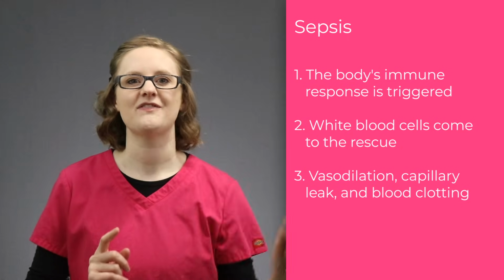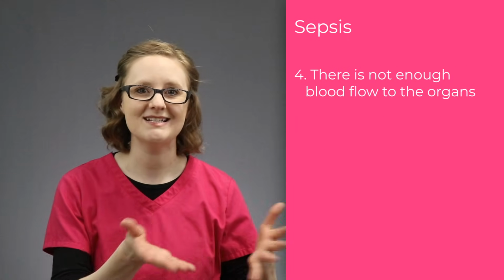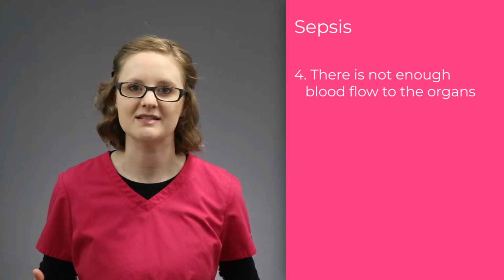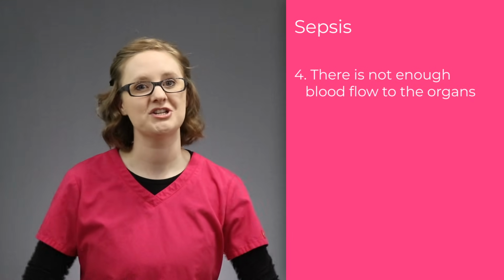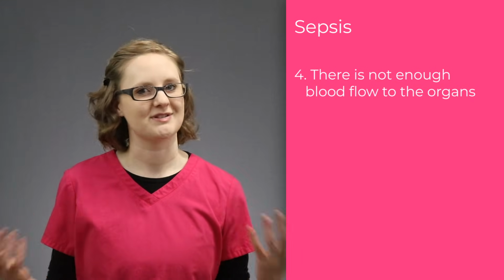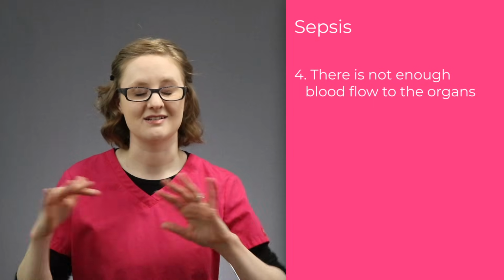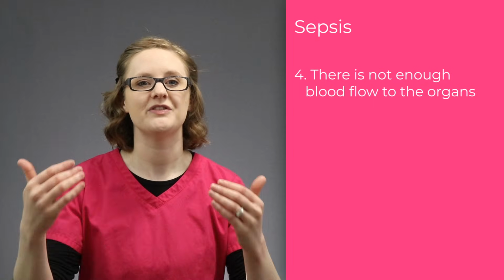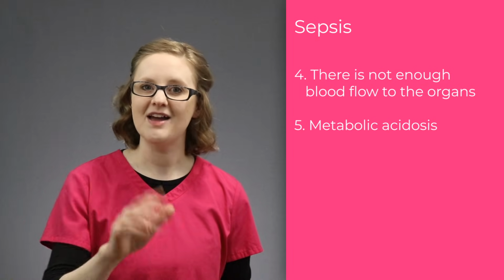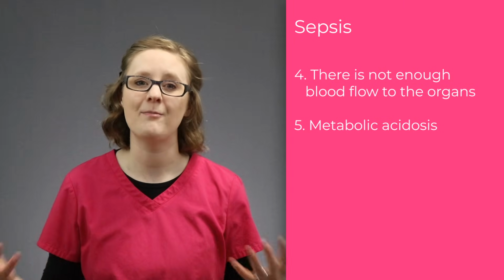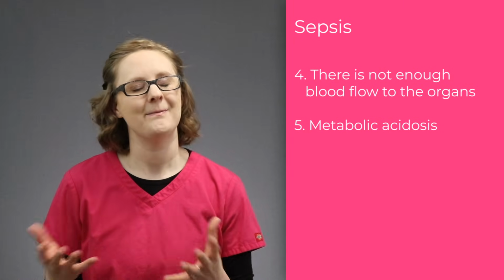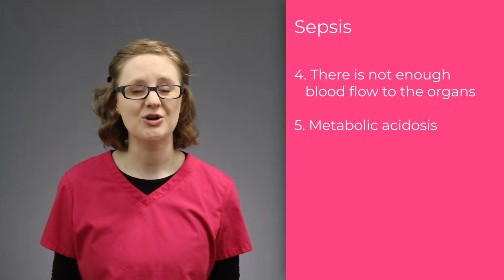And all 3 of these factors then cause less blood to be delivered to the body's organs, and the organs stop functioning, which is step number 4. So step number 4 happens when there is just not enough blood flow to the organs. And step number 5, if sepsis continues, metabolic acidosis can happen, meaning that the body's pH is just too acidic.